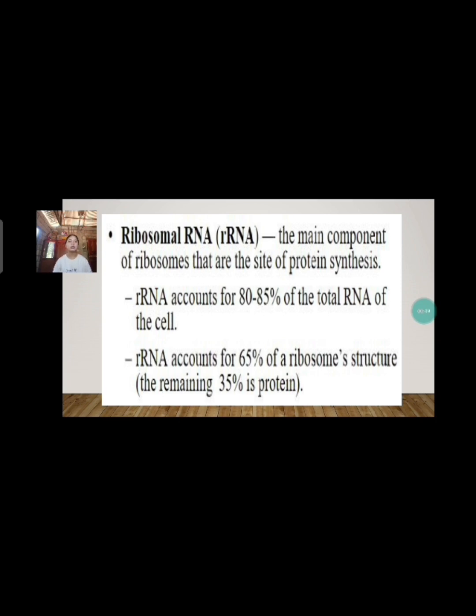They are produced in the nucleus. They are the most stable forms of RNA. They consist of a single strand of nucleotides. At some regions, the strand is folded. So that is for the ribosomal RNA.